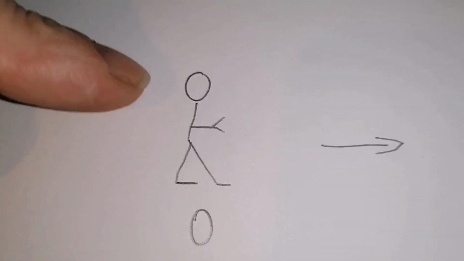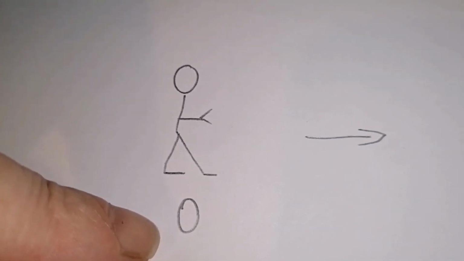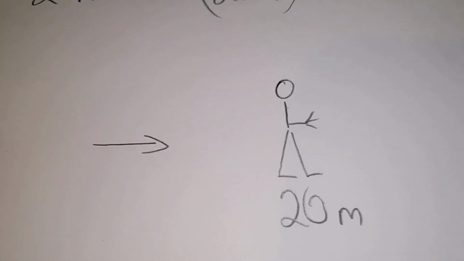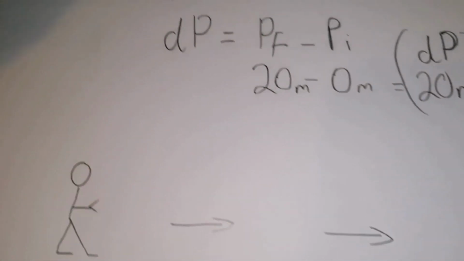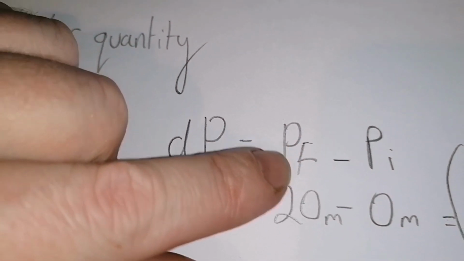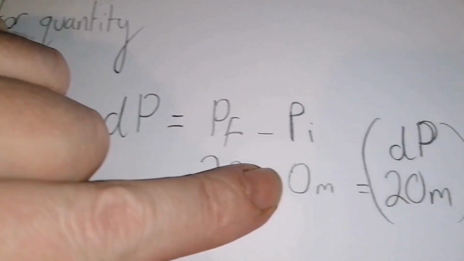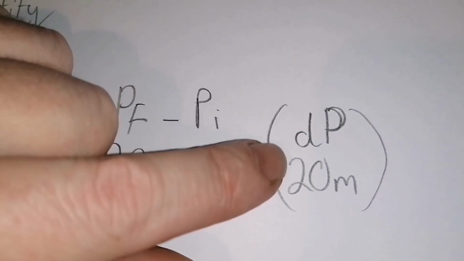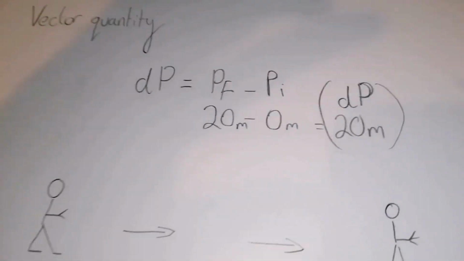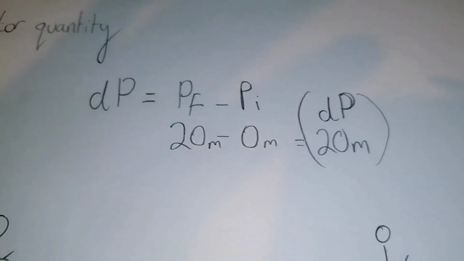So we've got this little stick man down here, who is at 0, and he's going to move position and end up 20 meters away. Change in position is final minus initial, so the total change in position is 20 meters. So that's your units of meters.